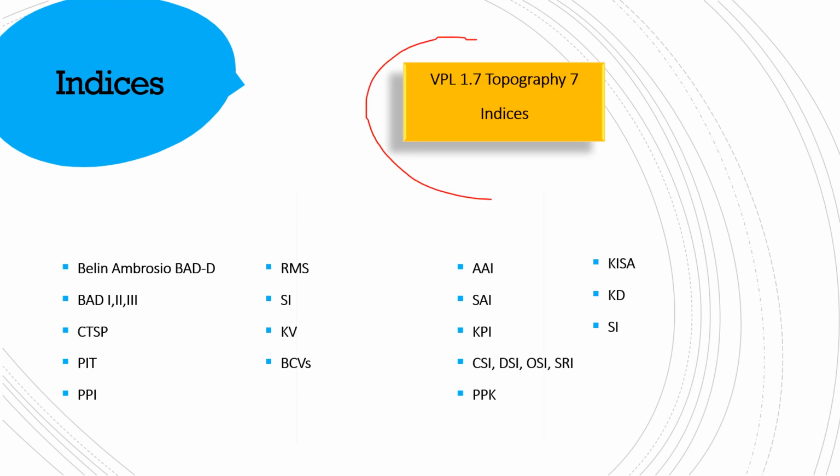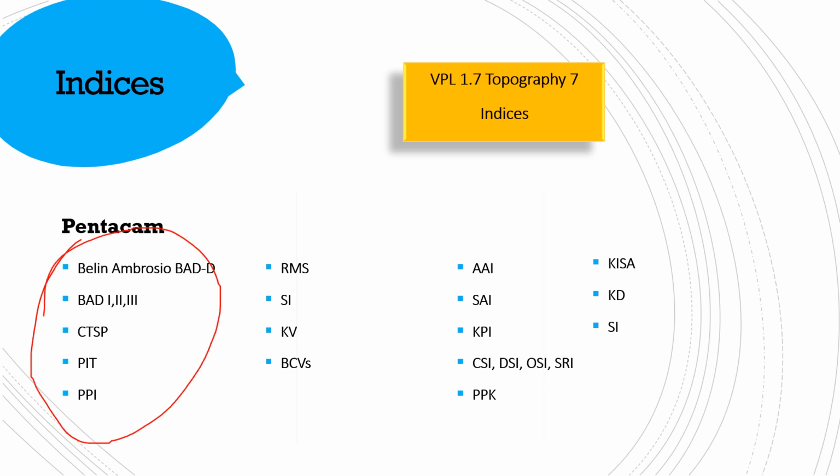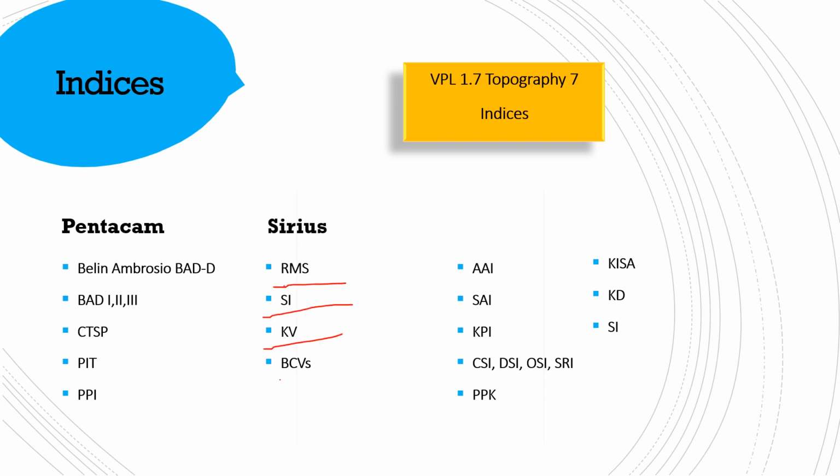For the indices, you need to look for the video 1.7. Now look at the indices. These are the pentacam indices, which are Belin-Ambrosio display, CTSP, PIT, and PPI, and more. So these are the pentacam indices. Then RMS, SI, KV, and BCVs are the cirrus indices. Then the Galilei indices are AAI, SAI, KPI, and PPK. These are all the Galilei indices.